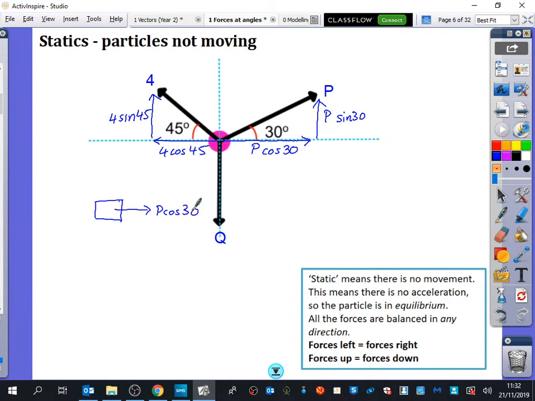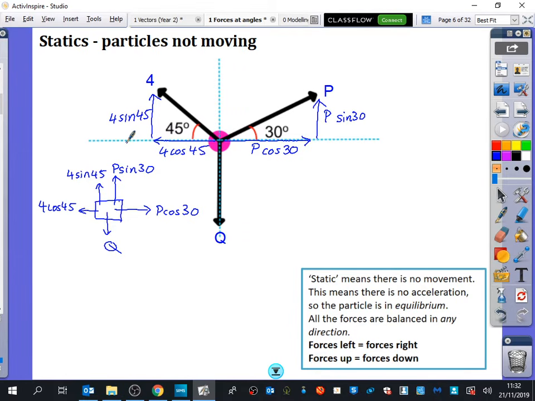What forces do I have going up? I have P sine 30 and I have 4 sine 45. Notice how both of those forces are going in the upwards direction. What do I have going to the left? I have 4 cos 45. And then coming down, I have Q. That's the only one that I've got going down. This diagram is so much nicer to work with than this diagram that we have at the top.